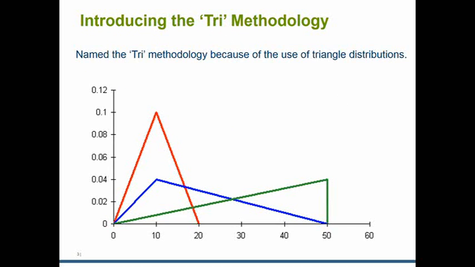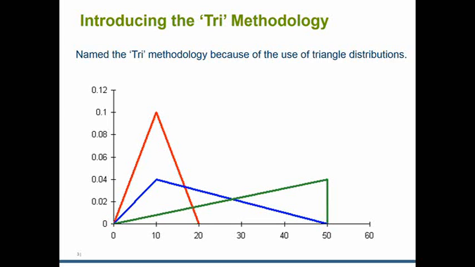What I'm now going to do is introduce you to what I call the TRI methodology. TRI as in triangle, as in triangle distribution. This is a triangle distribution of users' perceived costs for various transport types. For example, you can see the three triangles: one for buses, one for cars, and one for trains. And this is the distribution of people's perceived costs.